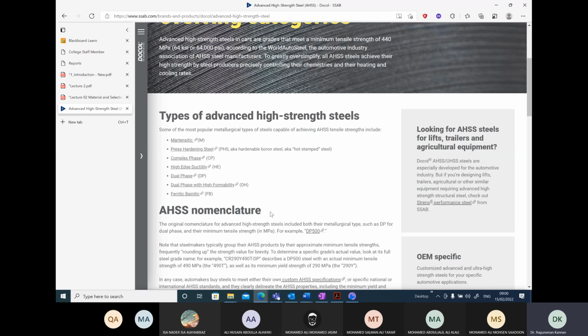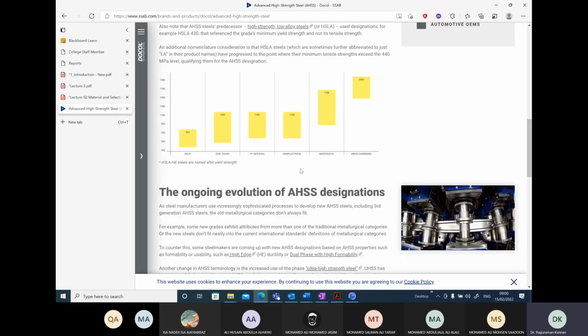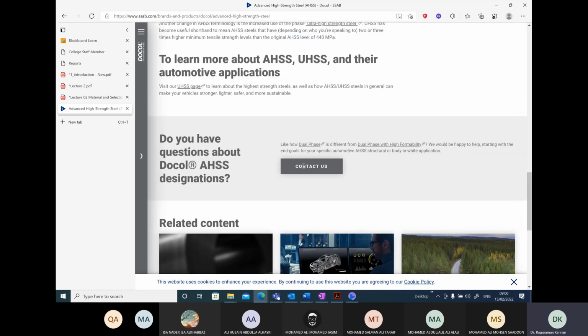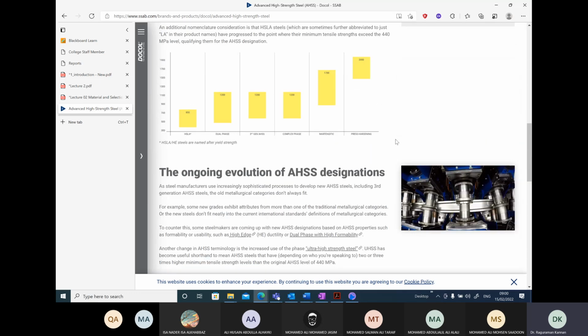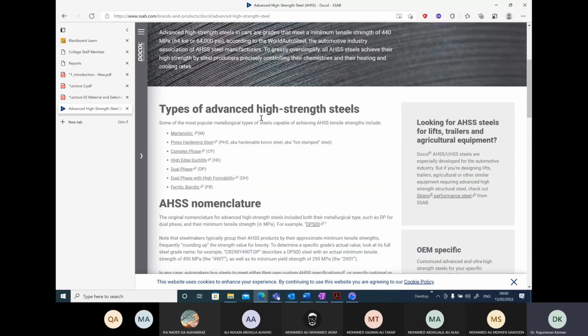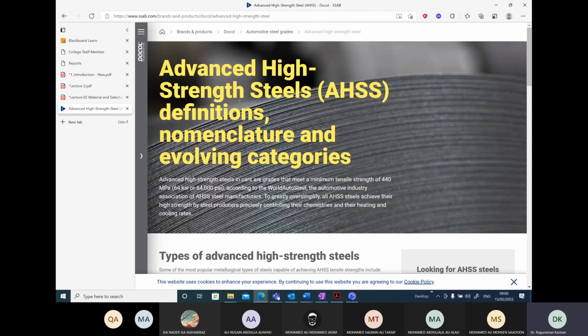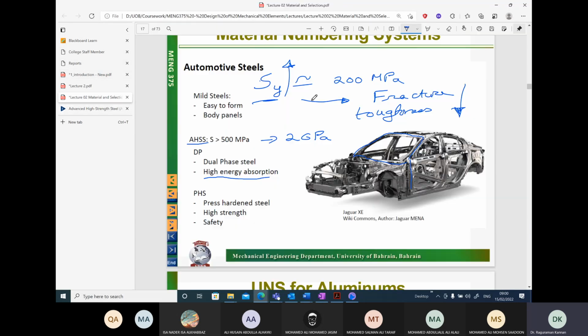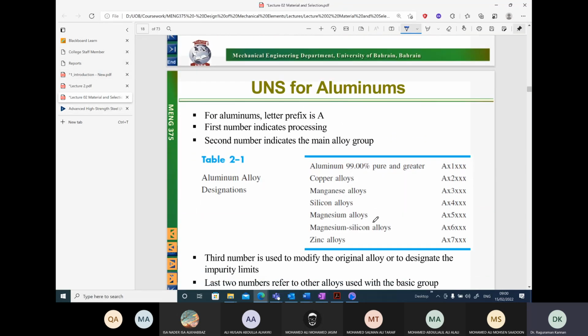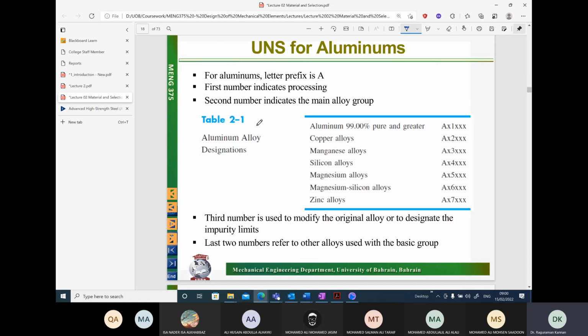So you can go through some of the important information regarding this. I'm not going to go through this. There are many websites like these which provide very good information specifically on advanced high strength steels. Okay, let's go back to the numbering system now.